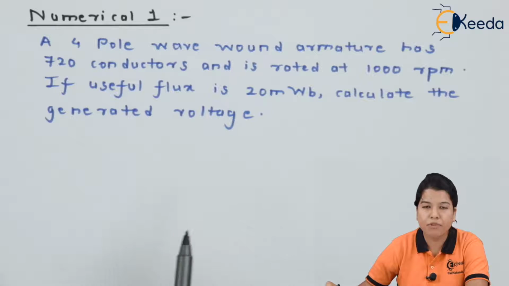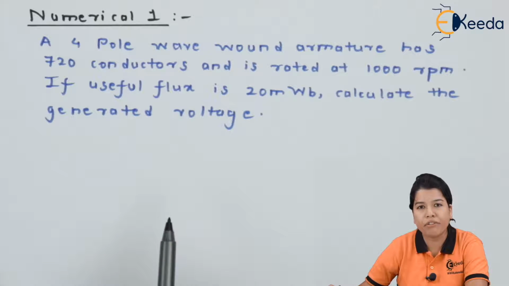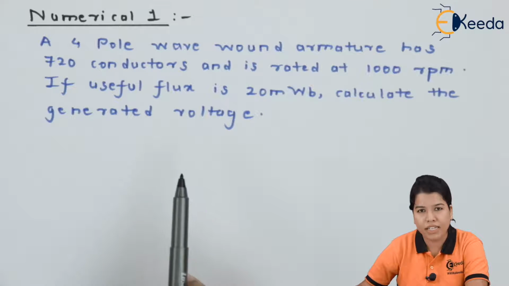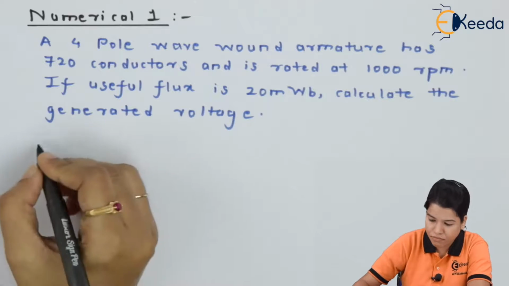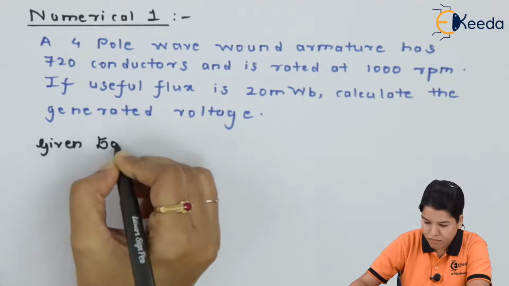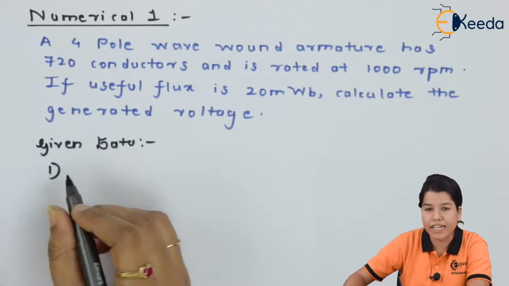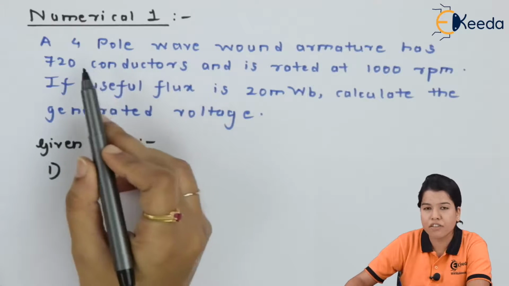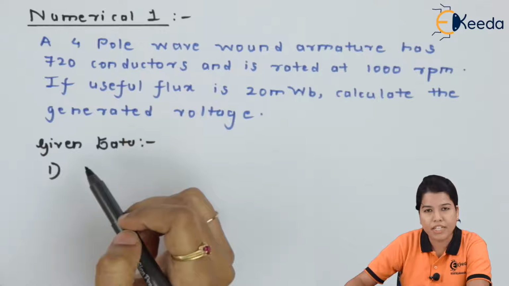Now, the first step to solve any problem is to write whatever is the given data. So let's start to solve this numerical. Now the given data from the numerical is as follows. First, it is mentioned that our machine is a 4-pole machine. So P is equal to 4.